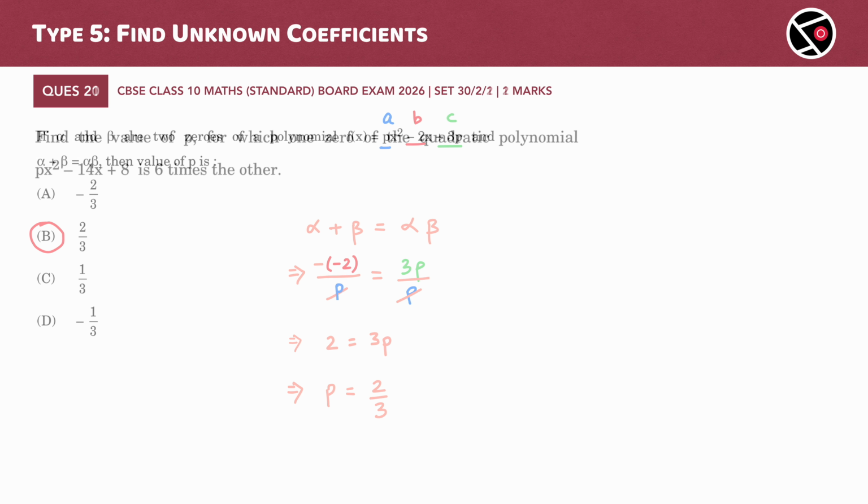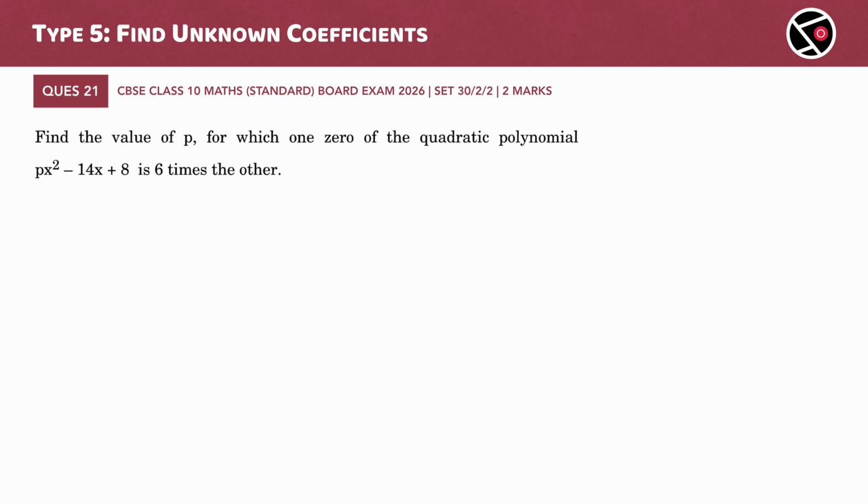Moving further, we have a slightly challenging question. Please pause the video and give it a try. Alright, we always start with the coefficients. a is p, b is minus 14, and c is 8.